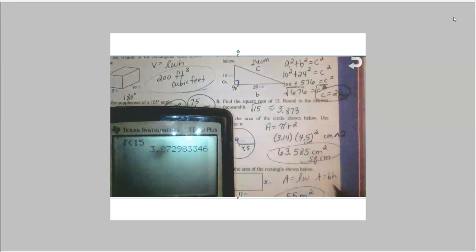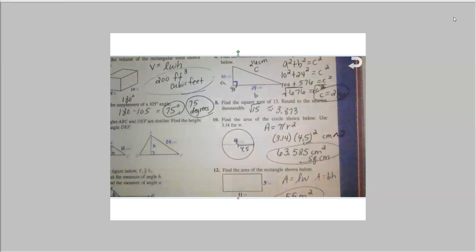The thousandth place is the third position after the decimal: tenths, hundredths, thousandths. But remember, in rounding, we have to look at the very next number. I need to know what that fourth number is to decide, will it stay a 2 or become a 3? 5 or more, bump up the score. So that's going to be approximately 3.873. So just read the directions to see what position you're rounding to and watch those rounding rules.